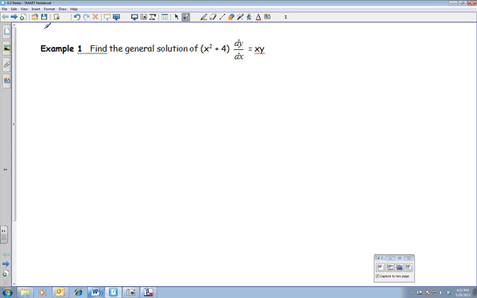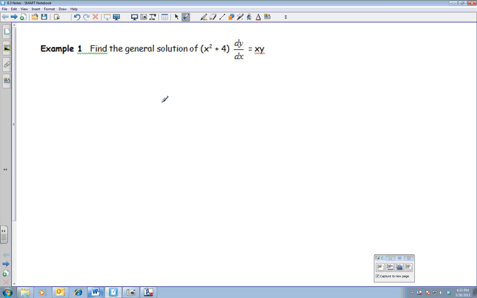Okay, these are your notes for section 6.3, separation of variables. Example 1 says find the general solution of (x squared plus 4) dy/dx equals xy. So remember what we talked about when it says find the general solution. That means we're usually going to have y equal something. The first thing we have to do is separate our variables and then integrate. So always remember, separate and integrate.